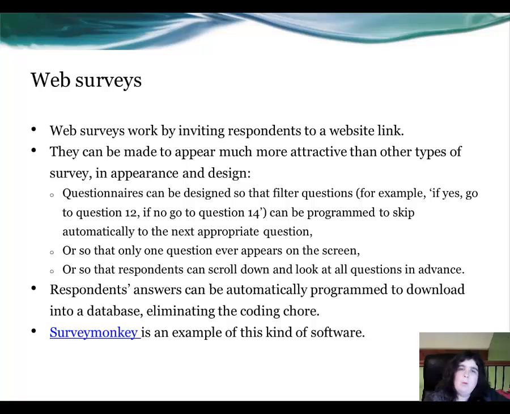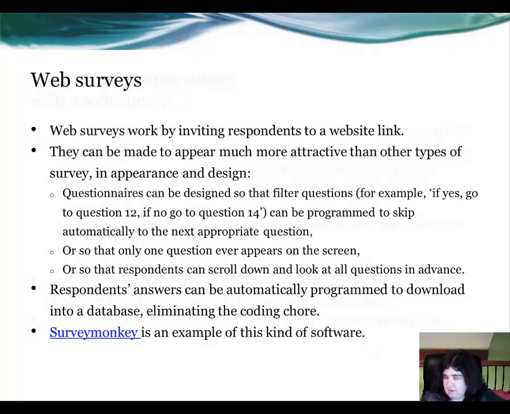Web surveys. Web surveys work by inviting respondents to a website. They can be made to appear much more attractive than other types of surveys. Questionnaires can be designed so that filter questions can be programmed to skip automatically to the next question. You can scroll down and look at questions in advance. And the answers can be automatically programmed to download into a database, eliminating the coding chore that you would have with the embedded or the attached survey. SurveyMonkey is an example of this type of software you can use.